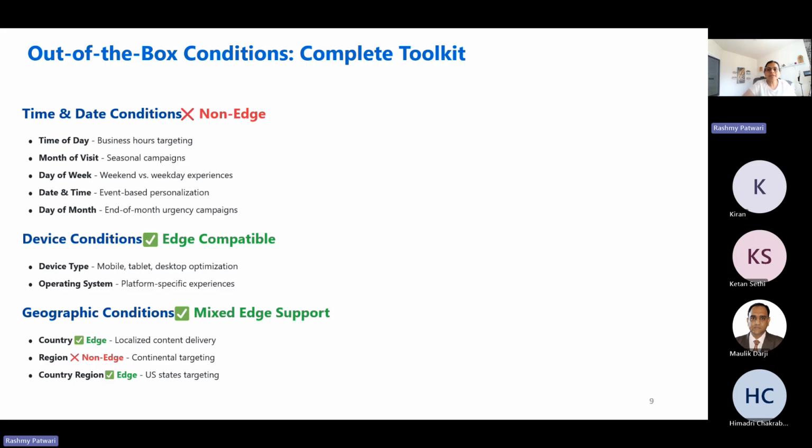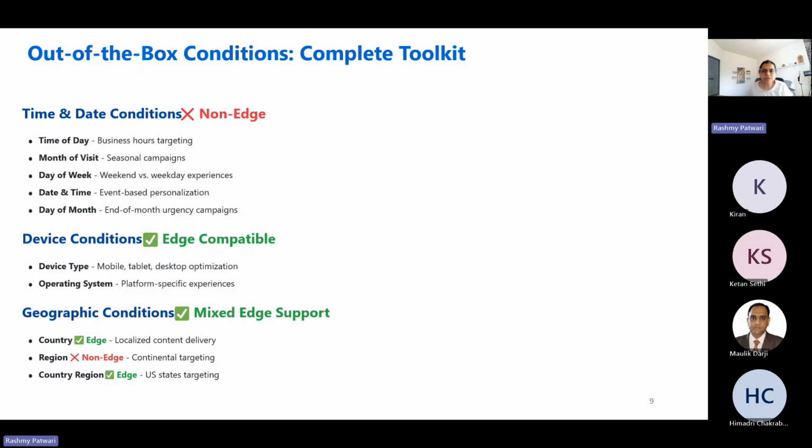Edge compatible ones are processed at the edge, which relies on immediate customer data, so they're blazingly fast. That's the difference. For instance, device type can be available from the user agent header, and operating system, again, from the user agent. But then there are some non-edge compatible ones which require some more processing, maybe more storage, and maybe a connection with the backend CDP to get more insight into the condition logic.